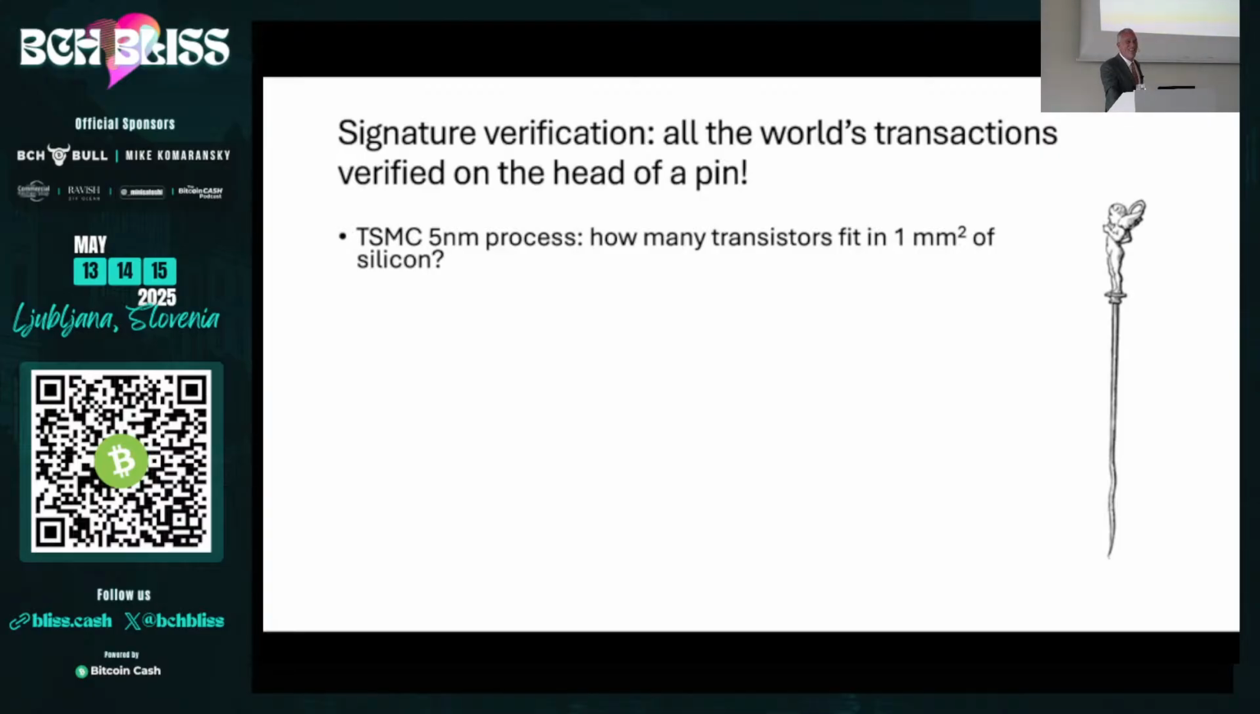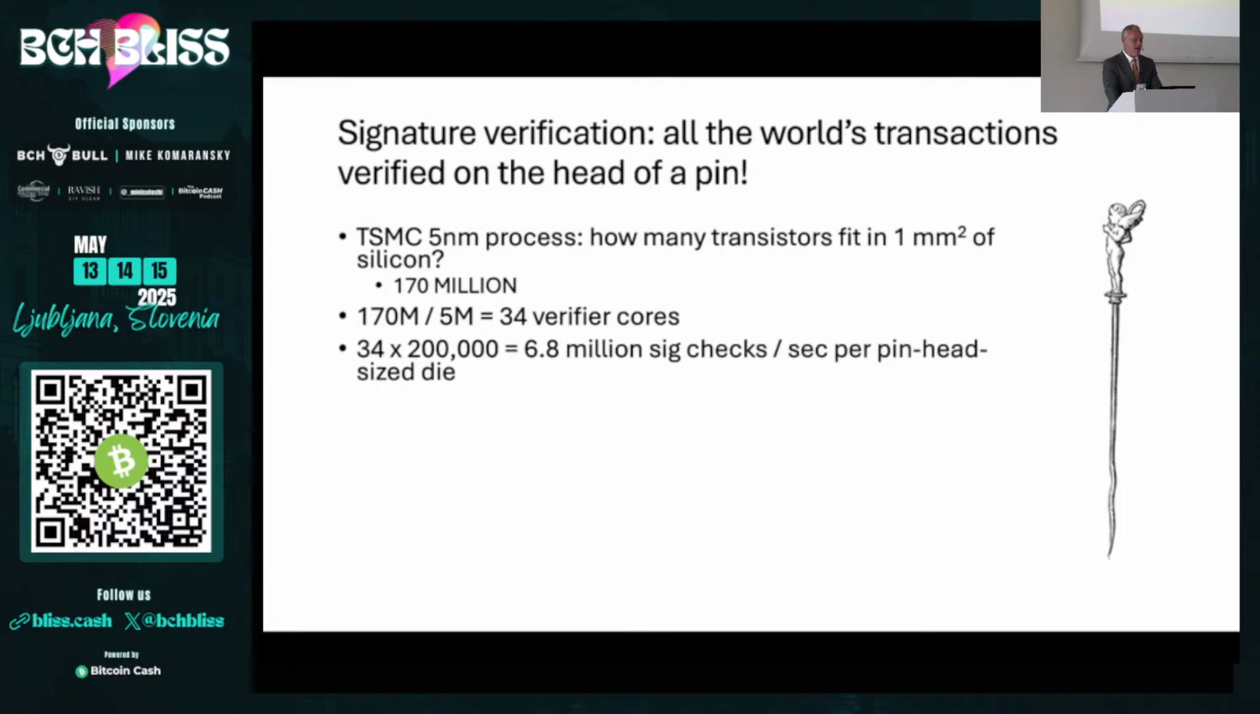A billion? Okay, a billion doesn't fit, but 170 million transistors fit on a pinhead with TSMC's 5 nanometer process. So it's incredible. That means we can fit 34 of those verifier cores onto our pinhead. Each core can do about 200,000 sig checks per second. So that's 6.8 million sig checks per second per pinhead die.